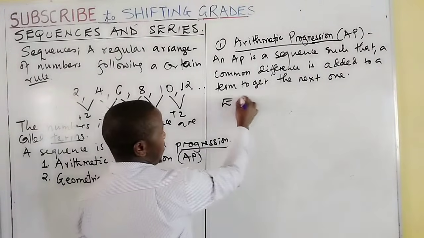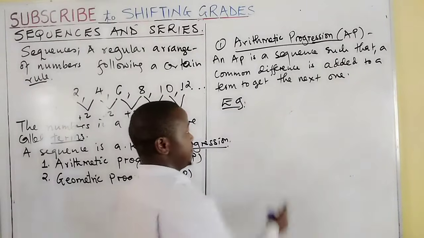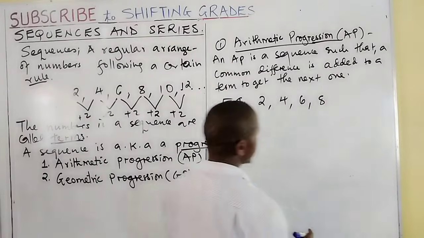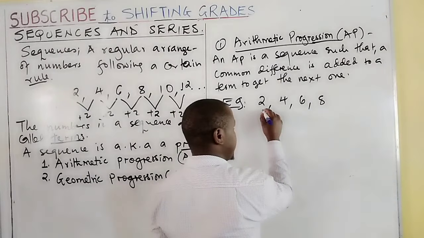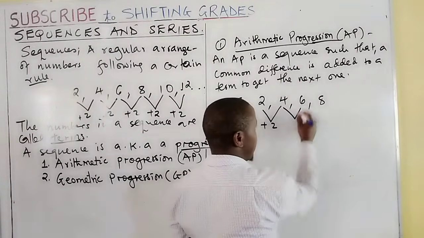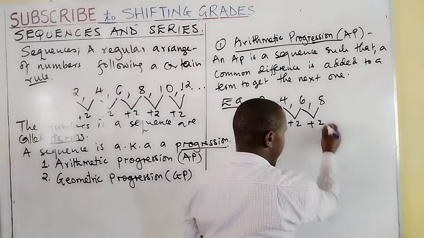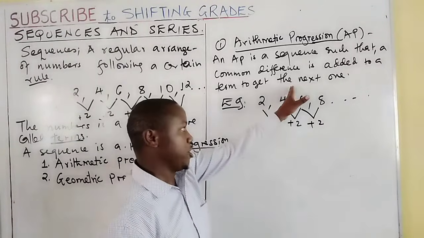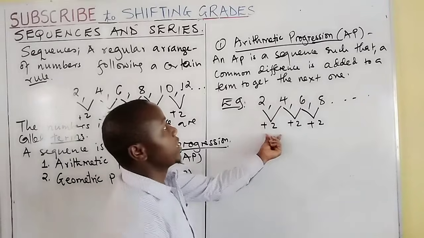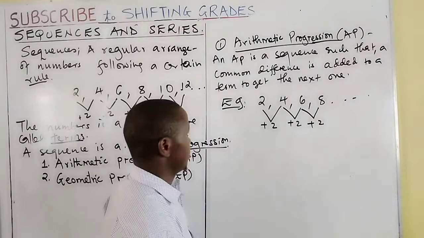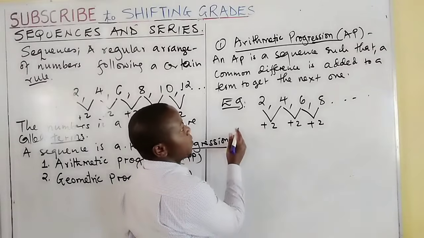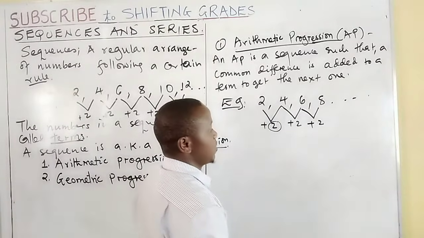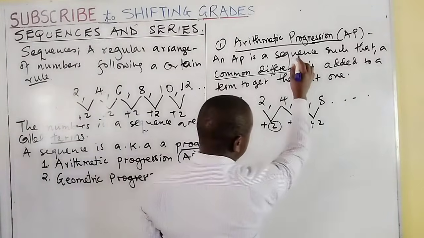For example, if we have 2, 4, for us to get 4, we added a 2. For us to get 6, we added a 2. To get 8, we added a 2. Therefore, in such a progression, whereby for the next term to be obtained a common difference is added, we call it an arithmetic progression. The number being added to obtain the next number, we call the common difference.